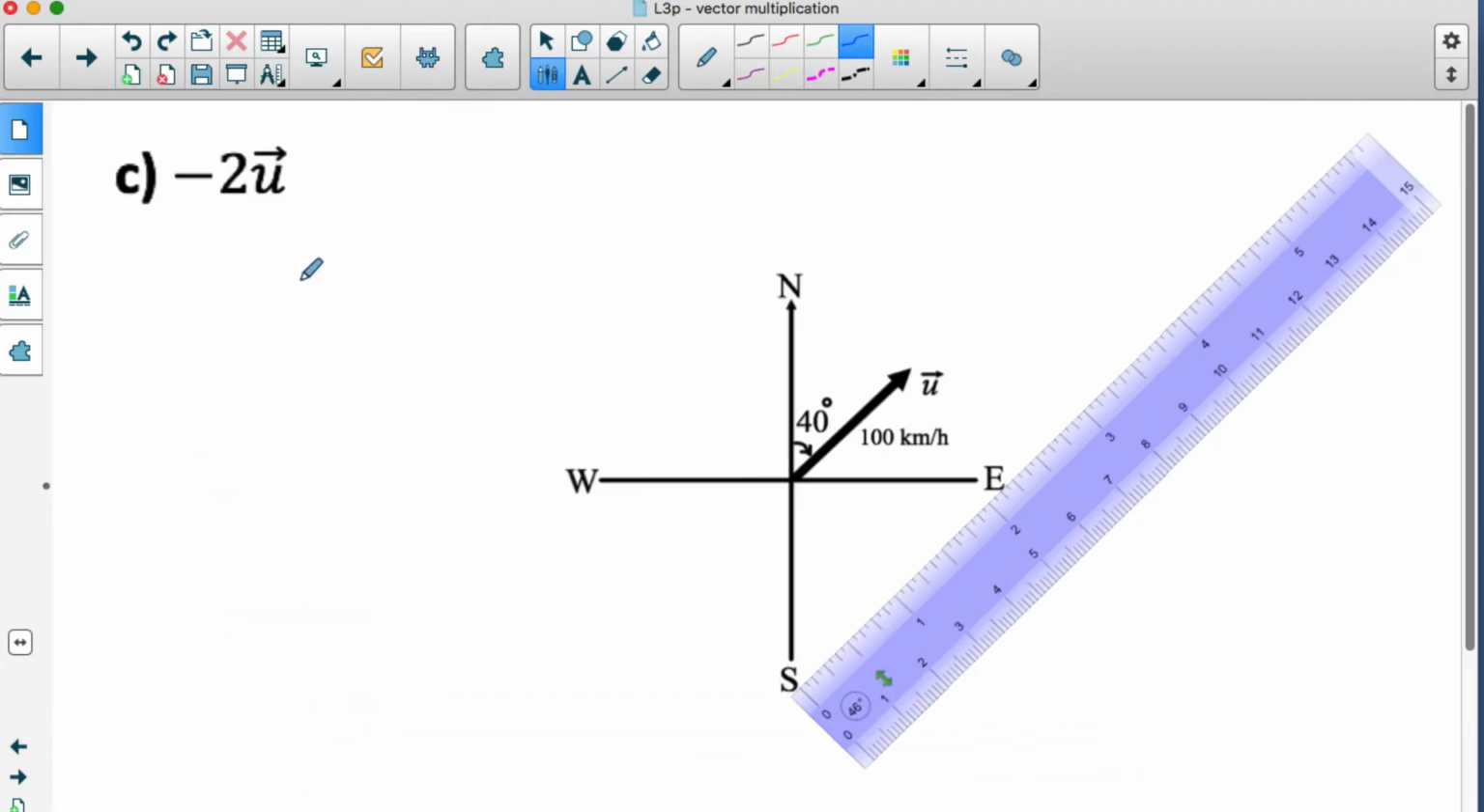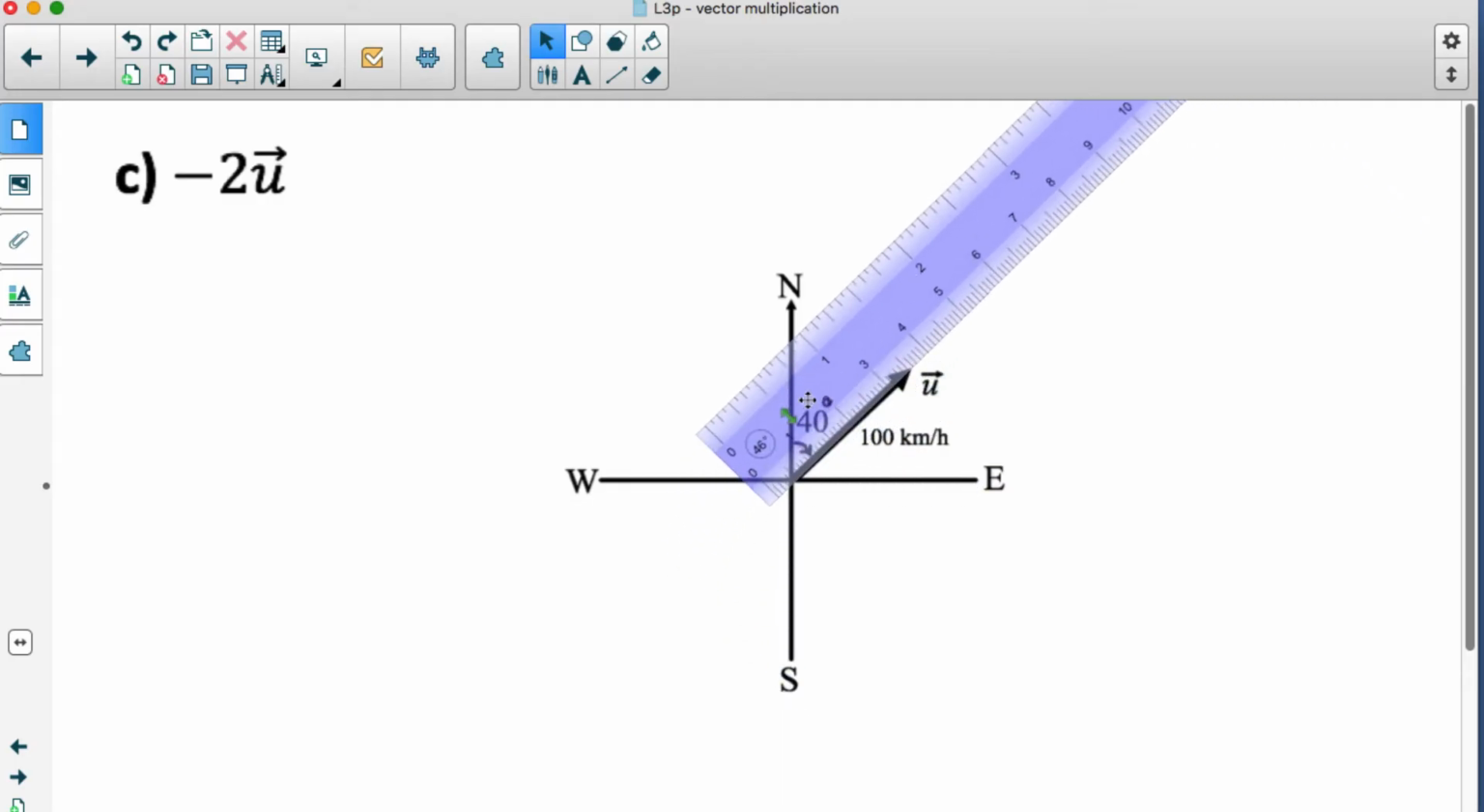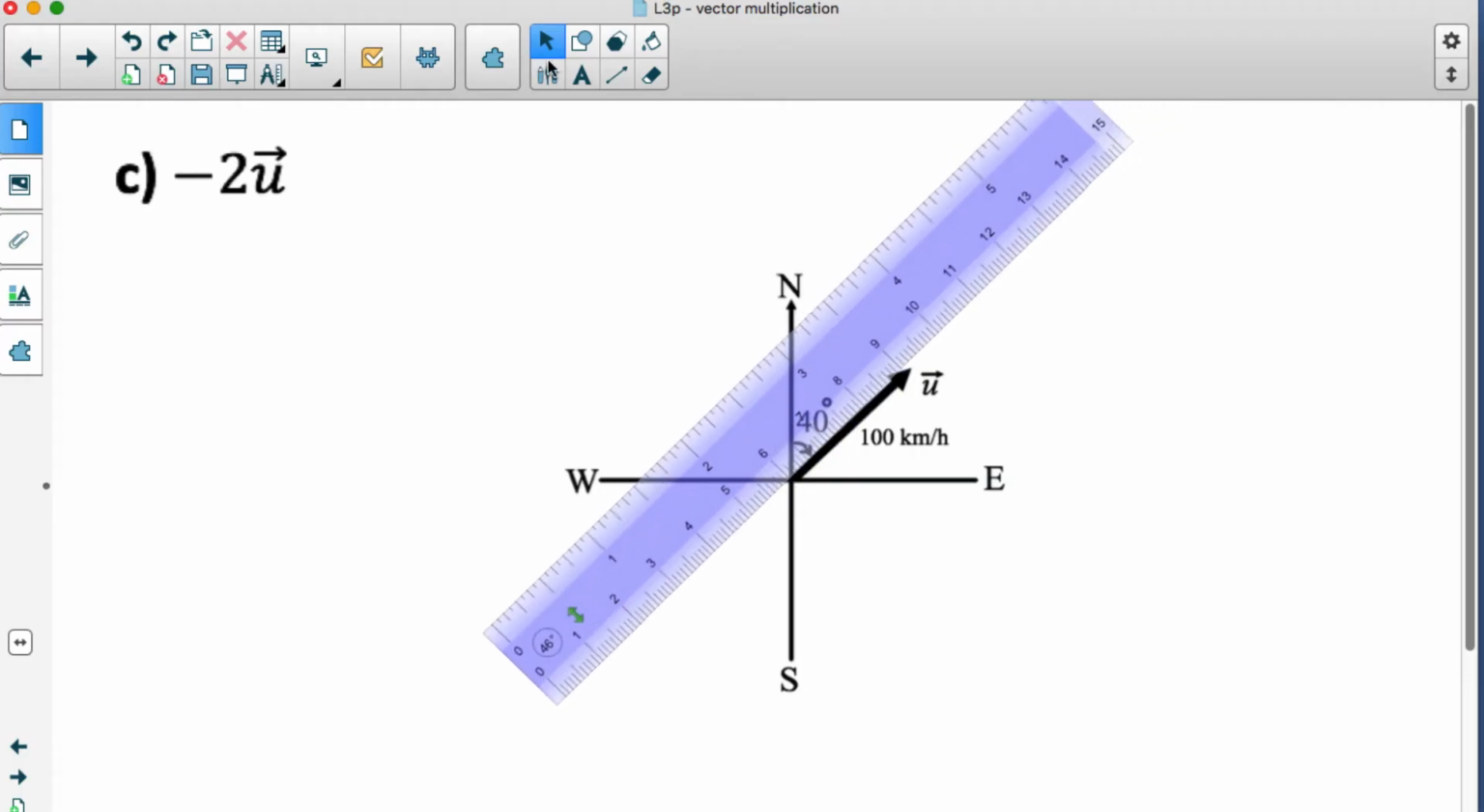Part C, this is the first time the scalar has been negative. We want to draw negative 2 times vector u. So it's going to have double the magnitude of vector u and be in the opposite direction of vector u, right? When the scalar is negative, it changes it to the opposite direction. So let's figure out what double the magnitude of this vector would be, right? The length of this is 3 centimeters, double the magnitude is 6 centimeters. So I need to draw a vector that is 6 centimeters long and in the opposite direction.